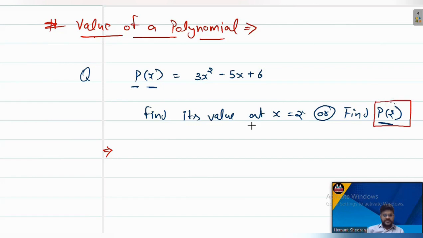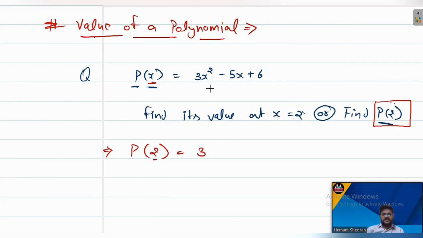They are just demanding p of 2. If you check p of 2, what does it mean? It is not p times 2. If you compare what we did in this, we just substituted x as 2. That's what you have to do, okay? You have to just replace the value of x with the value 2, everywhere, and that will be the answer of your polynomial, and we call it the value of the polynomial.